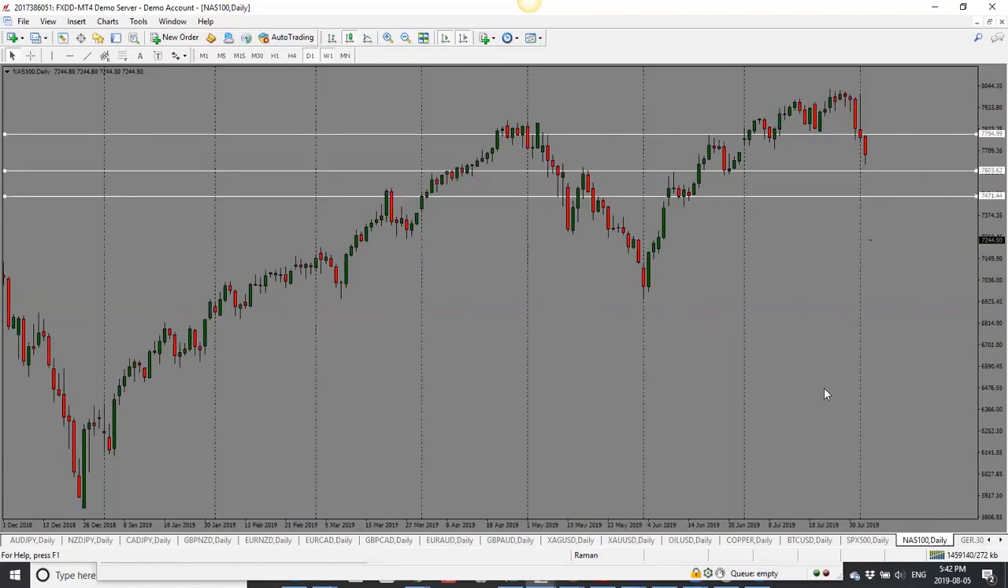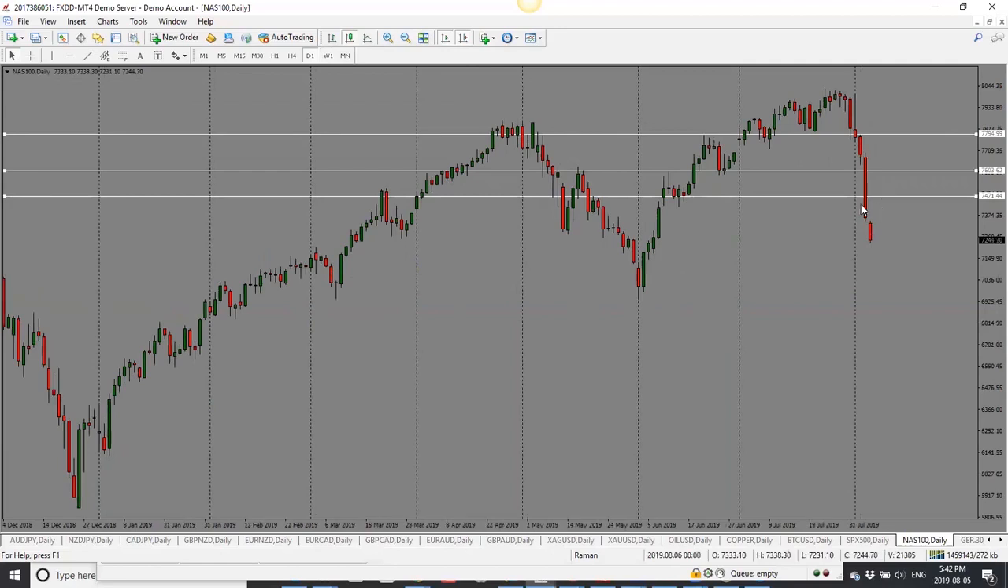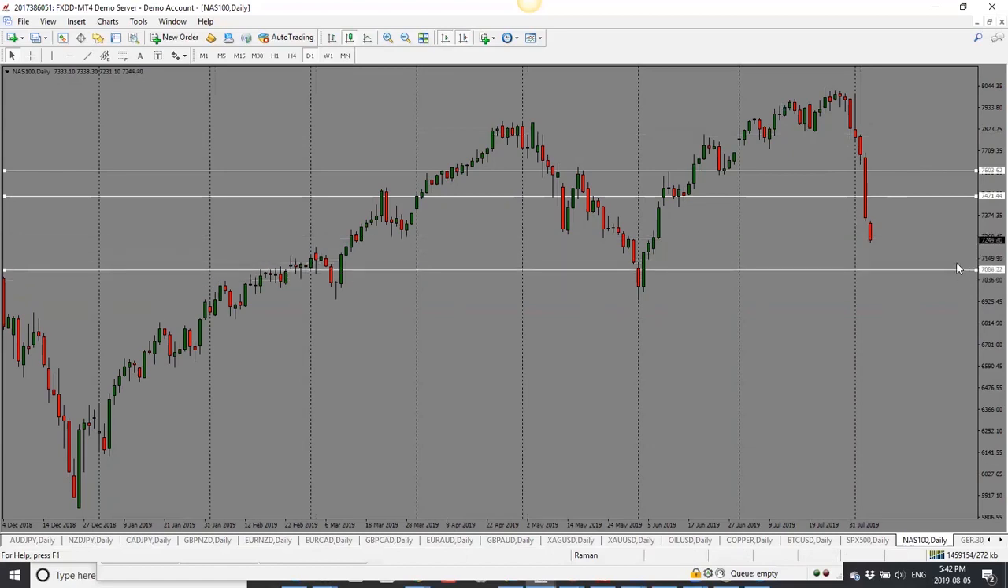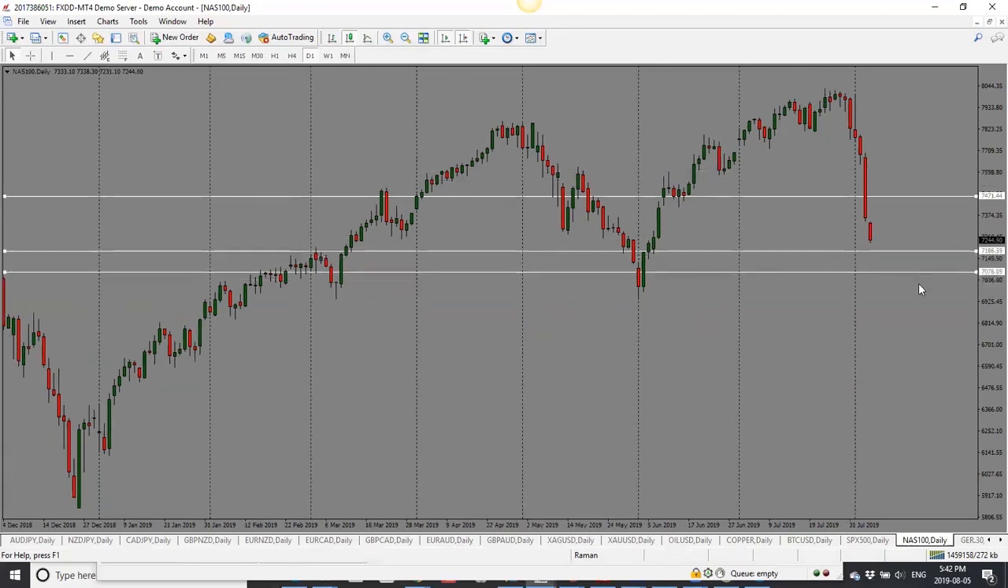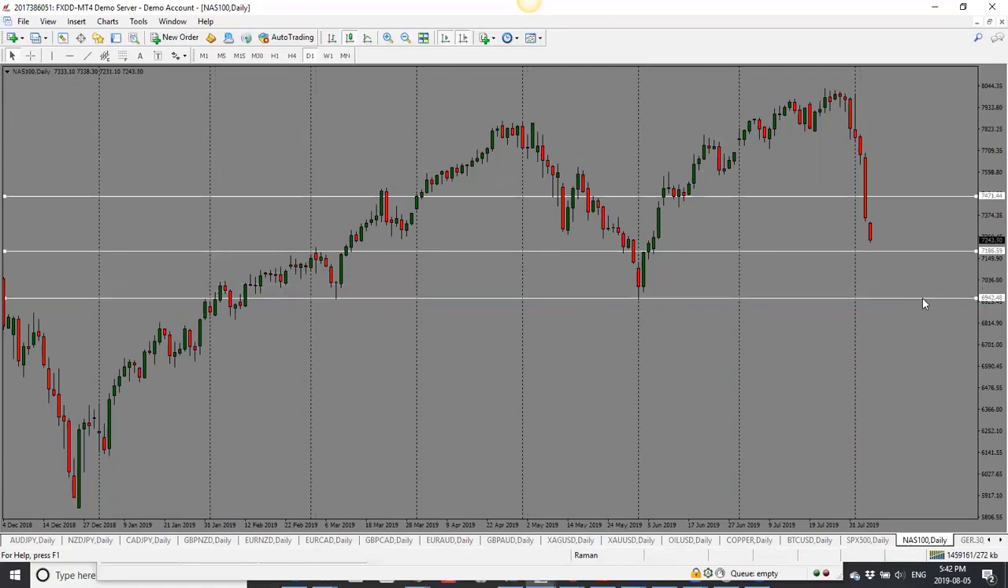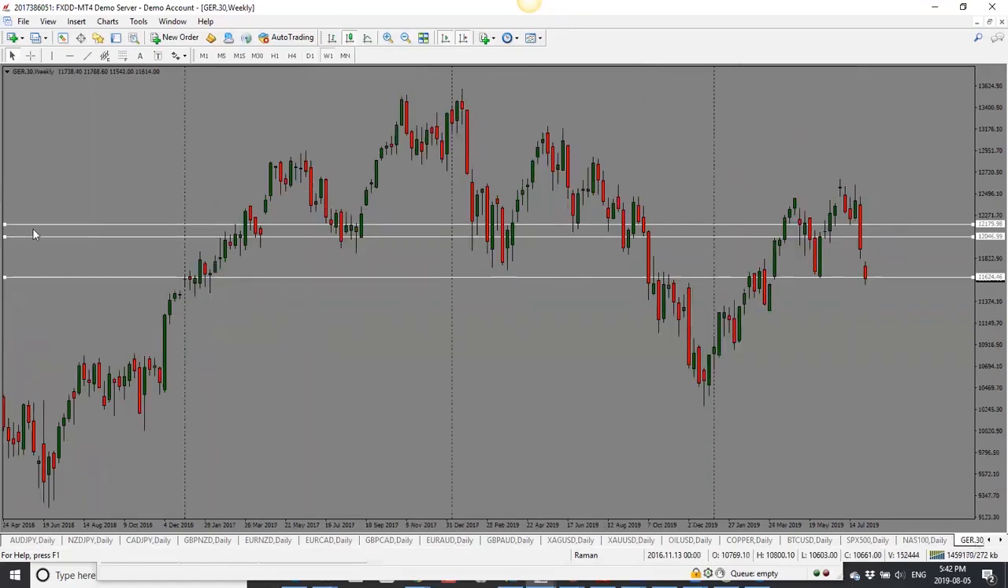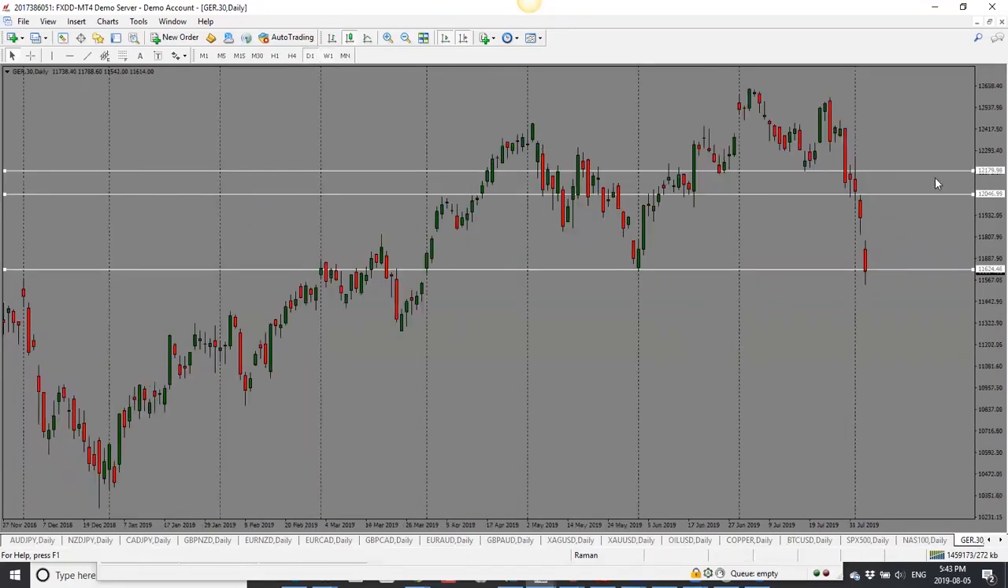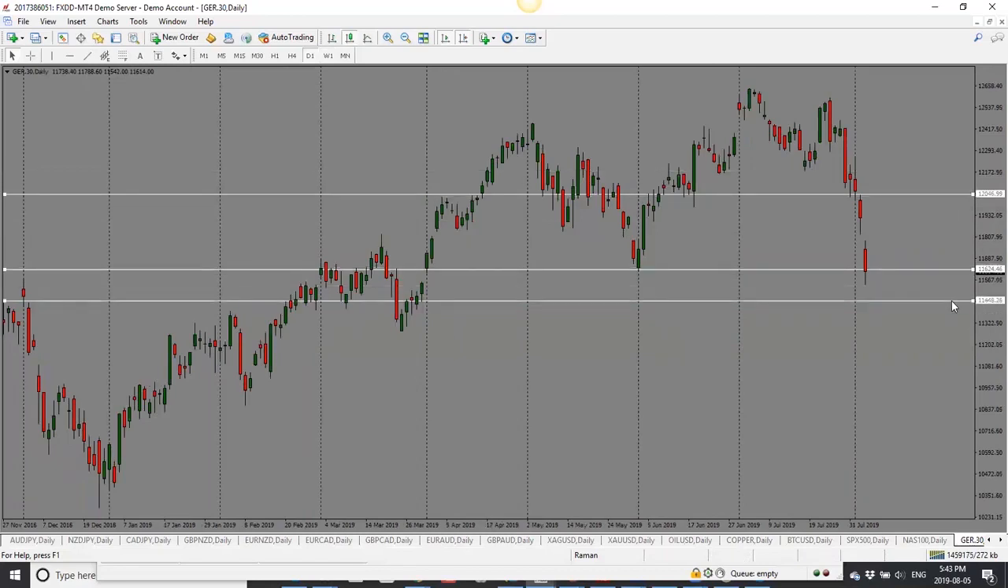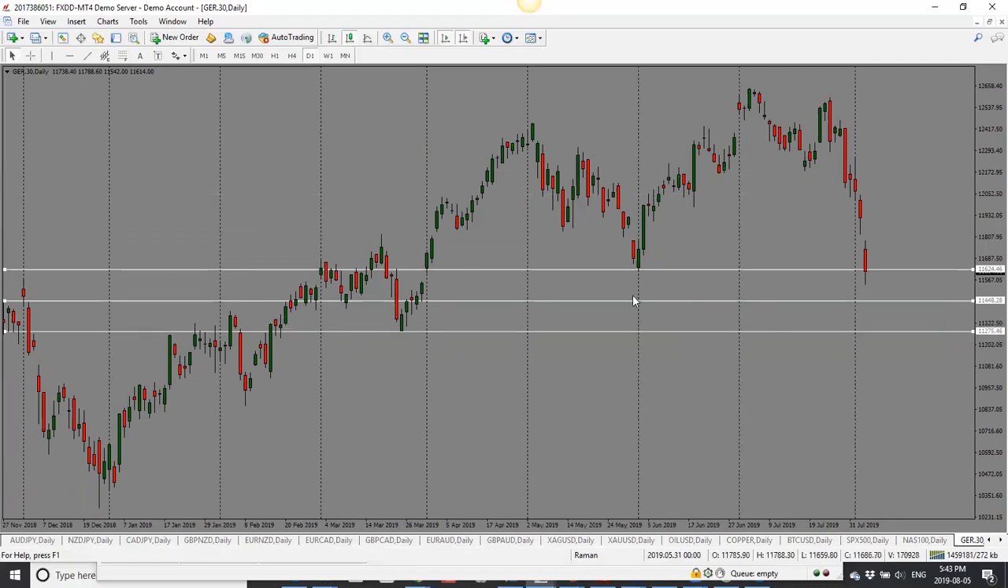NASDAQ, also a huge drop here. This is one of the biggest drops we have seen in quite some time here, and bias is bearish. First target is 7180, and then if it continues on, we are looking at 6950. So bearish bias for NASDAQ. DAX as well, a big drop here with all the uncertainty in the market here. Next target is 11,500, and if it goes below that, we're looking at 11,300. So bearish bias for DAX as well.